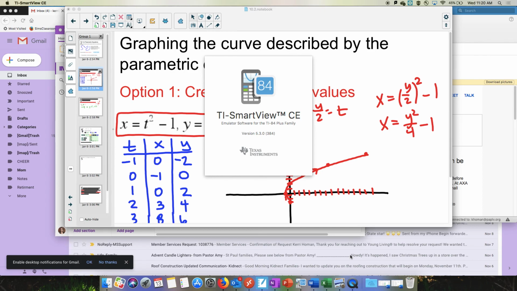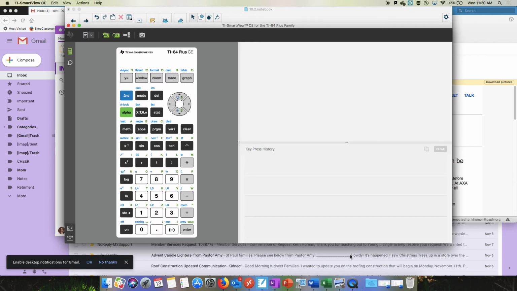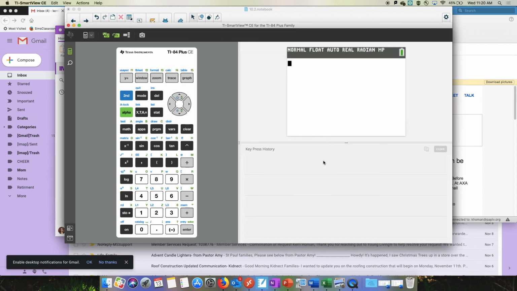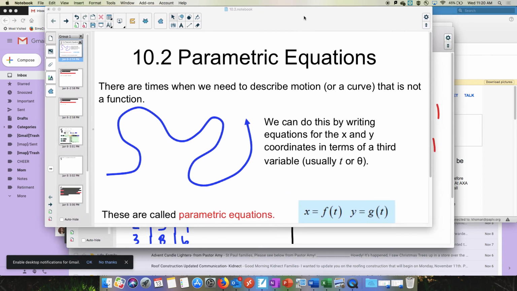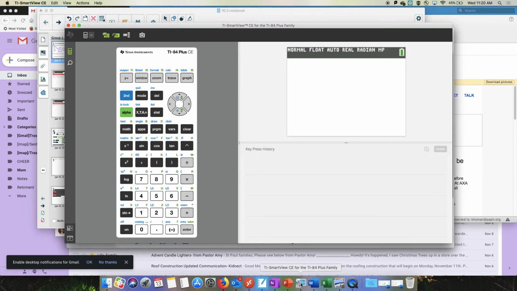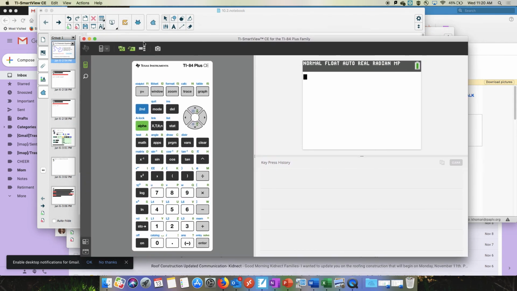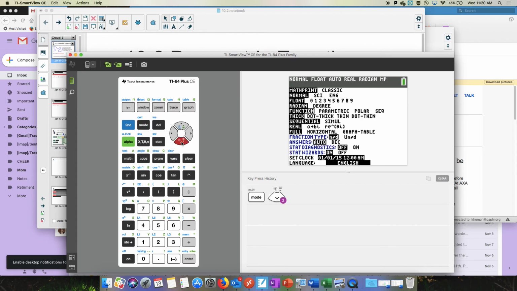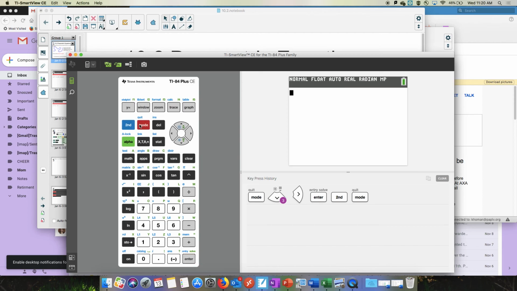Okay. In your calculator, please go to mode. Mode parametric, yes. Radian and parametric? You always want to be in radian mode in my class, with the exception of something that we do. Always, no matter what happens with this.